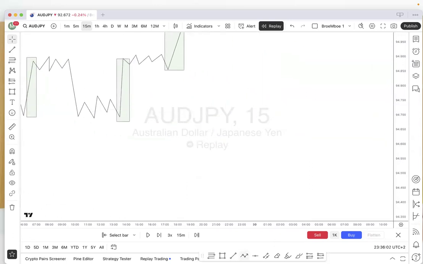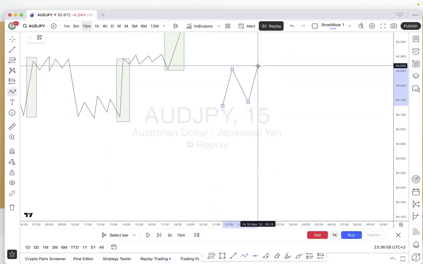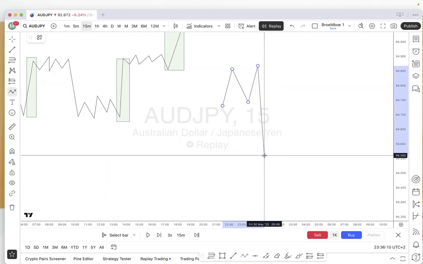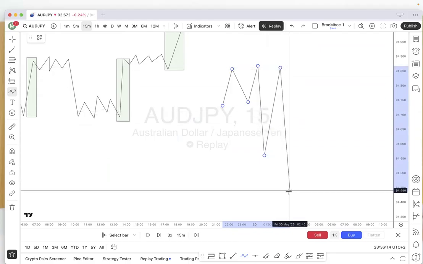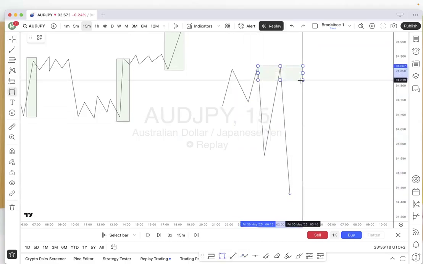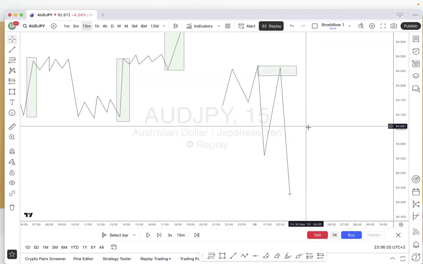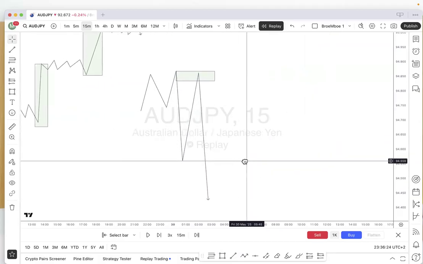Now, about this entry, if price forms an M formation and then goes like this, price will go back to the top and then go down. That's the most likely thing that price will do. 95% of the time.